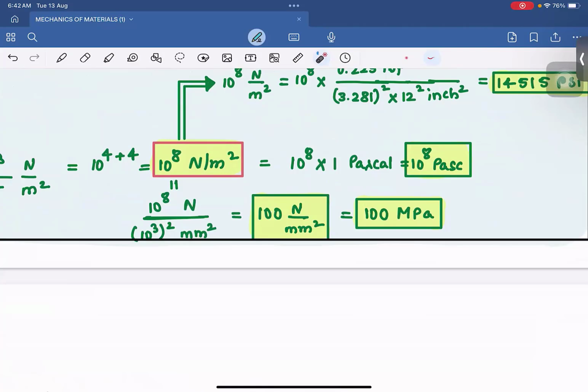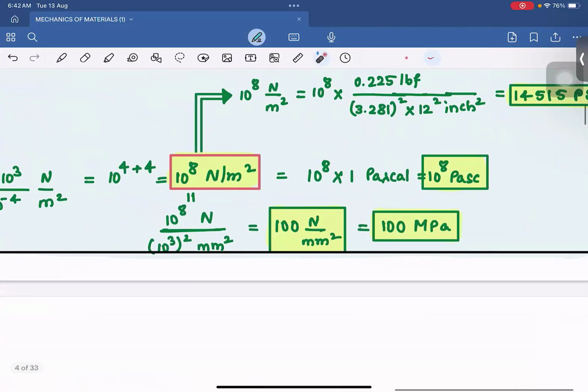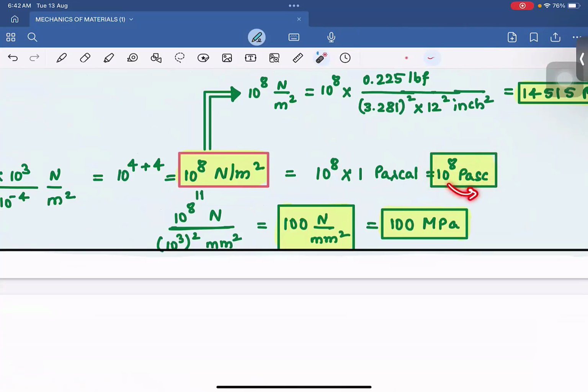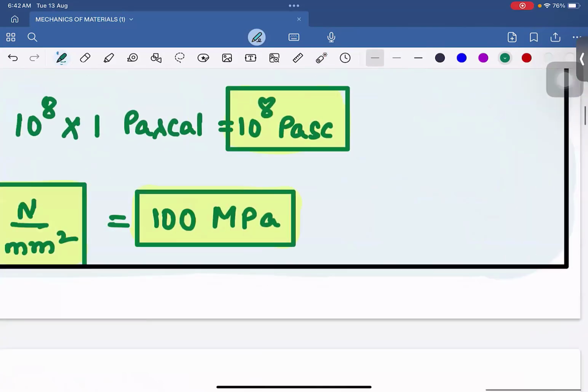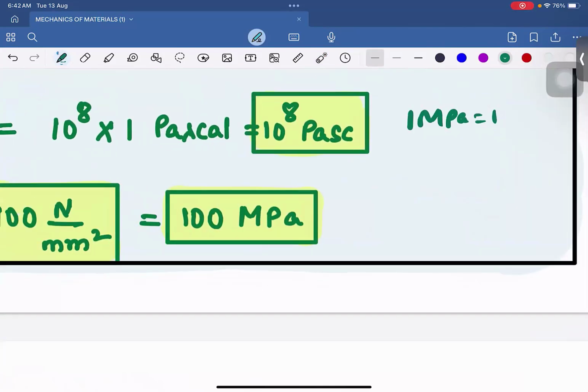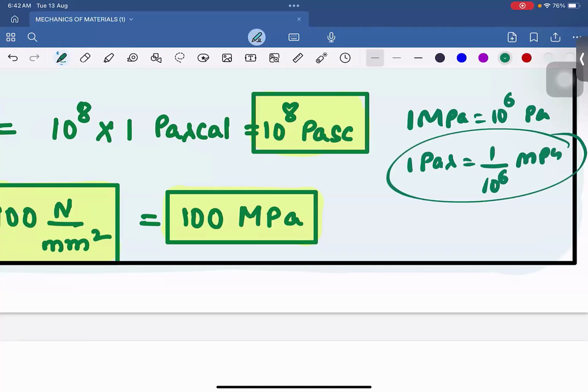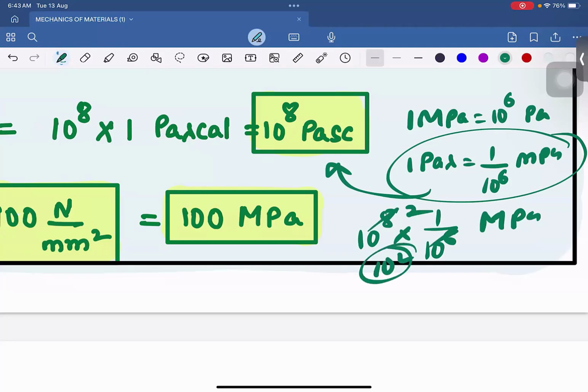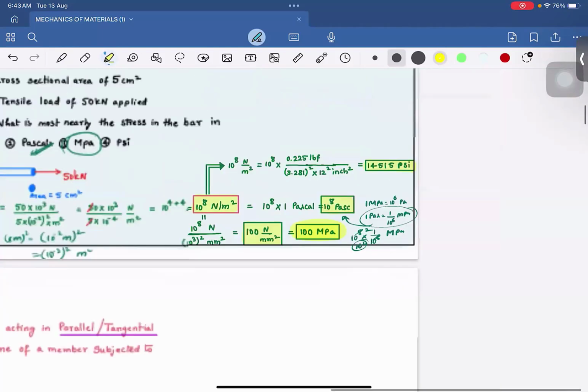You can get the answer from this also. We have 10 power 8 pascals, and 1 megapascal means 10 power 6, so if you divide by this, you will get megapascals. I will show you how. 1 megapascal is equal to 10 power 6 pascals. Then 1 pascal is equal to 1 by 10 power 6 megapascal. Use this factor: 10 power 8 into 1 by 10 power 6 megapascals. The answer is 10 power 2, which means 100. So we got the answer, 100 megapascals.